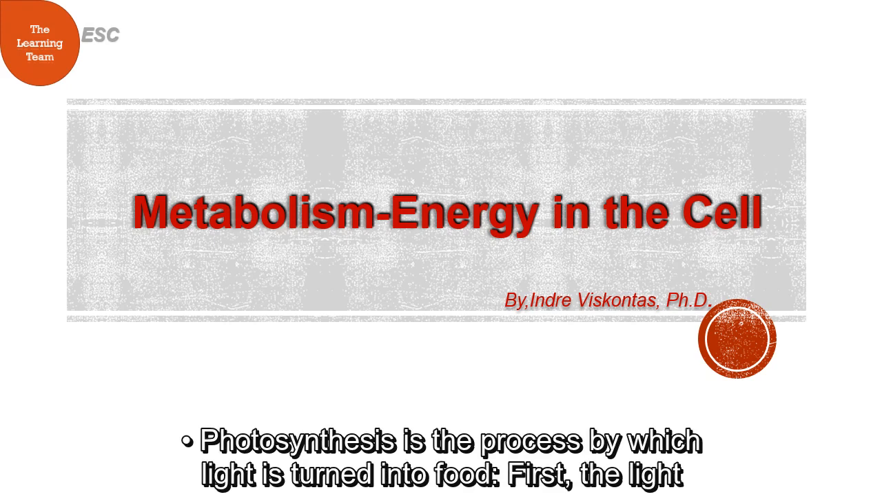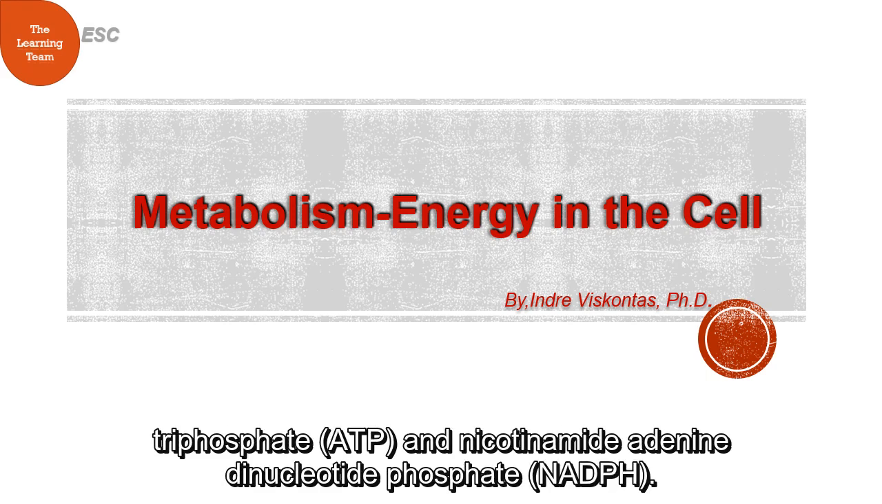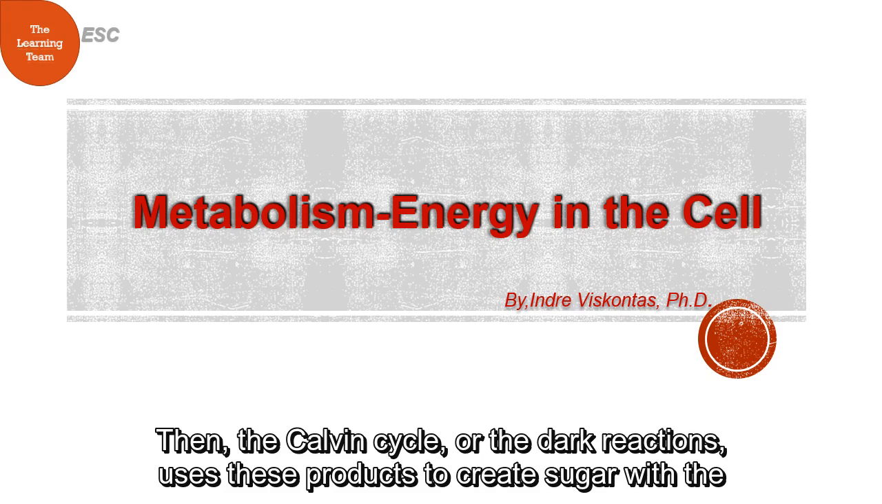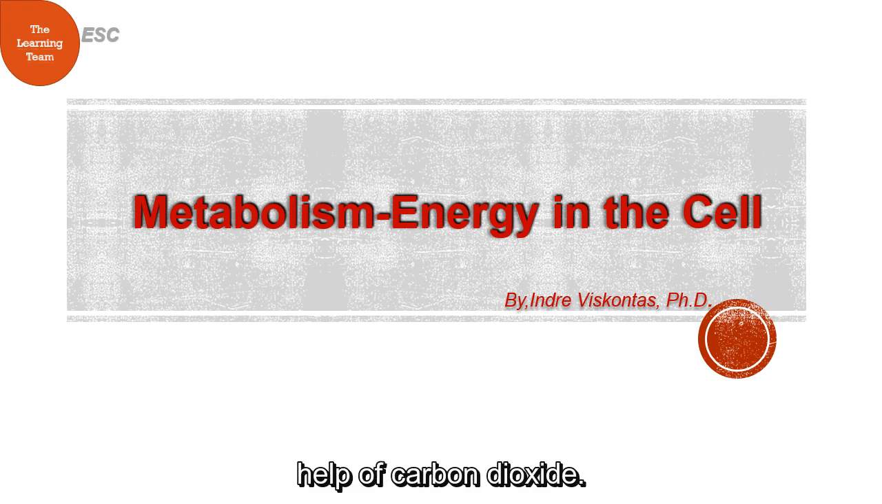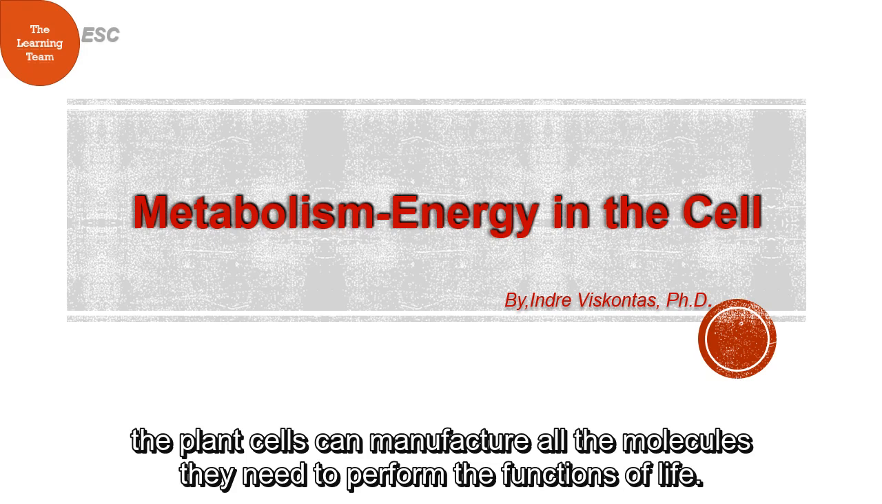Photosynthesis is the process by which light is turned into food. First, the light reactions capture energy from the sun in the form of photons and then use it to make adenosine triphosphate, ATP, and nicotinamide adenine dinucleotide phosphate, NADPH. Then, the Calvin cycle, or the dark reactions, uses these products to create sugar with the help of carbon dioxide. The sugars then supply the plant with chemical energy and carbon skeletons so that the plant cells can manufacture all the molecules they need to perform the functions of life.